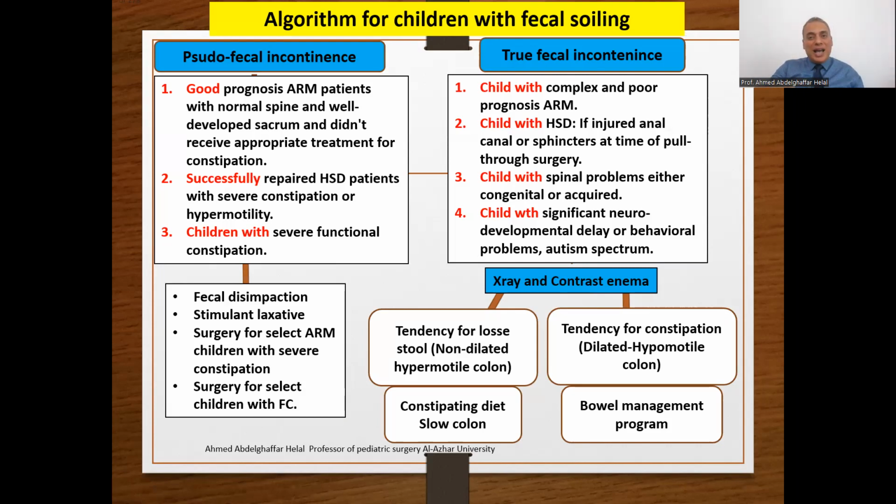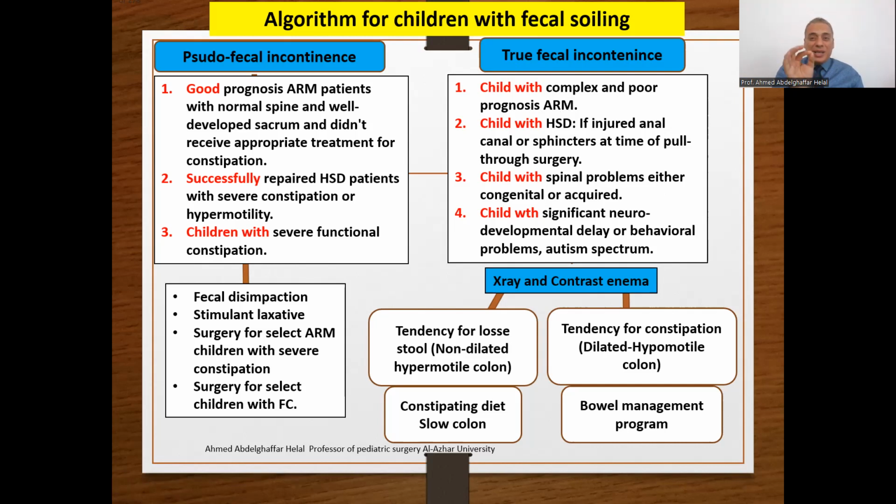You can diagnose from history. Number 1, true fecal incontinence: a child with complex and poor prognosis anorectal malformation, ill-developed sacrum, hypodeveloped sacral problems, flat perineum. A child with Hirschsprung disease undergoing operation, and you examine the child, no dentate line, destroyed anal canal, patulous anus. A child with spinal problems may present with true fecal incontinence. Severe and significant neurodevelopmental or behavioral problems will be present, with no coordination and no recognition of the event for fecal control.